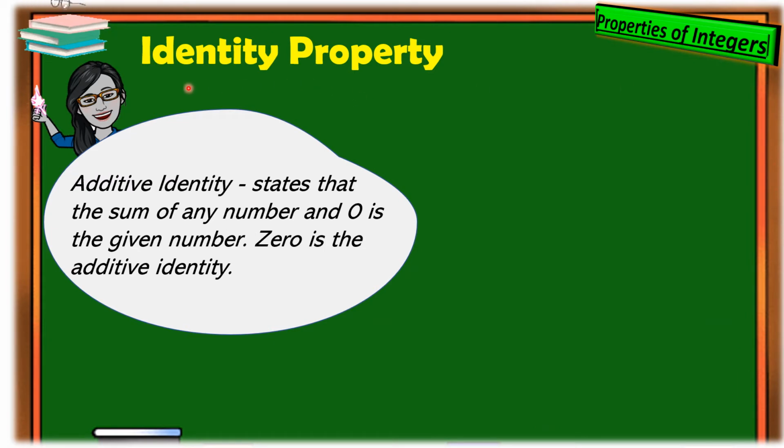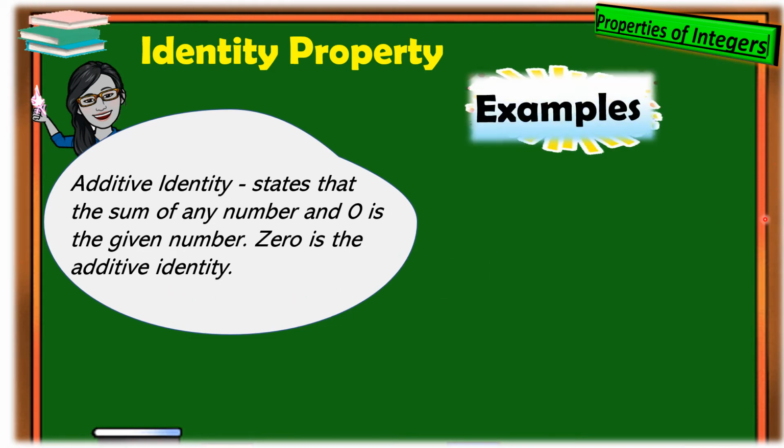And the next property is the identity property. Okay, this is also for addition and multiplication. So, additive identity, okay, additive for addition, no? States that the sum of any number and 0 is the given number. So, that means 0 is the additive identity. Okay, yun yung identity element ng ating addition, identity property of addition. Na? So, tingnan natin yung examples.